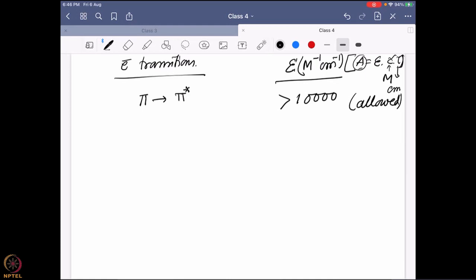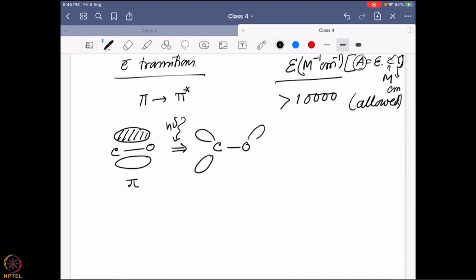Now coming back to that visualization, what Harjeet was trying earlier, say we are talking about a carbon double bond oxygen system. So it has this particular pi bond. From there, it is interacting with an incoming light and redistributing its electrons to its pi star orbital. So that is what I mean by pi to pi star transition.